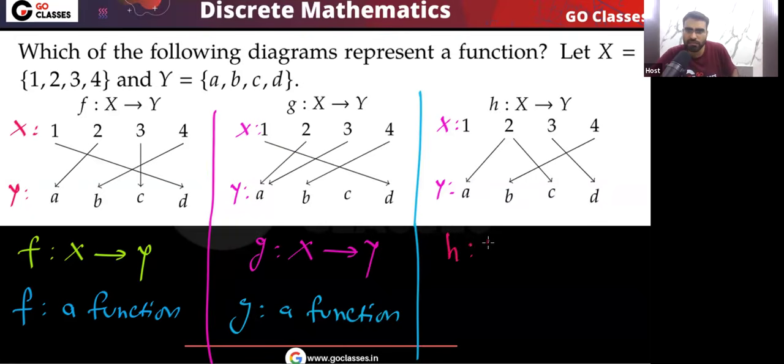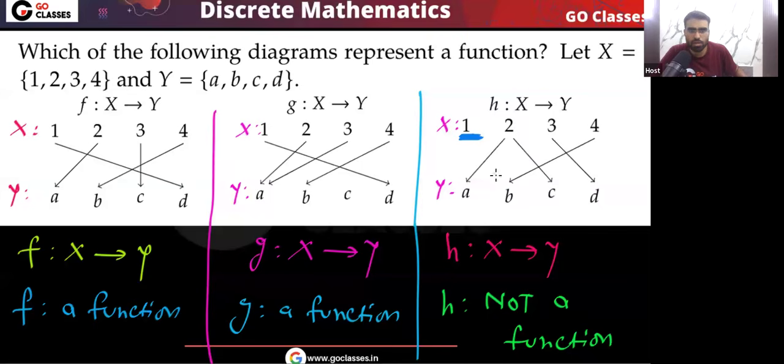What about this h, which is from set x to set y? So is this a function? This is not a function because you can see one is not mapping to anyone. Remember, in a function, what should happen? Every element of set x must map to exactly one element of set y. So you can notice one is not mapping to anyone. So that is the reason I can say that h is not a function.